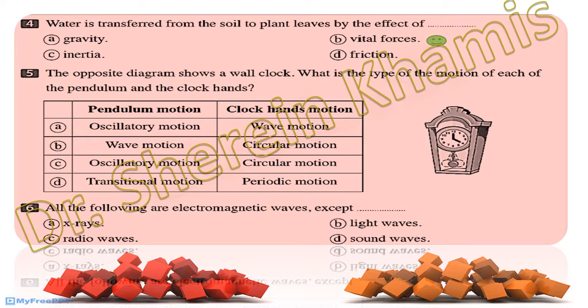When you look inside your watch, you see that the arrows of the clock move. Let's see. We have the pendulum motion and the clock hands motion. The first option: oscillatory motion, wave motion. The second: wave motion, circular motion. The third: oscillatory motion, circular motion. And the last: transitional motion and periodic motion. Okay, the first one expresses the pendulum, which has oscillatory motion.